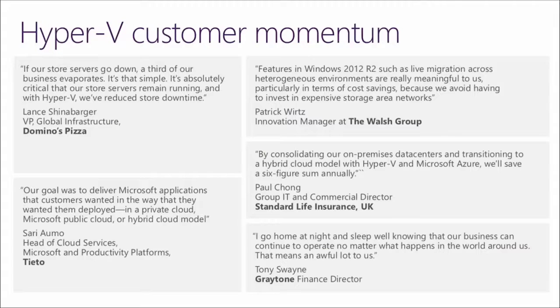And we can hear from some of the customers as well. On the next slide, we've got some examples from Domino's, Tieto, Standard Life, all demonstrating different benefits, but they're all part of the same platform. So for instance, Domino's has a distributed infrastructure, spread out across each of their stores. And quite frankly, if servers go down, they lose money. That's a big problem.